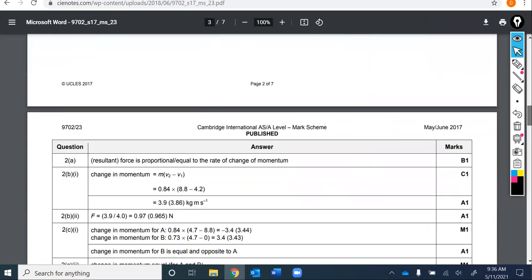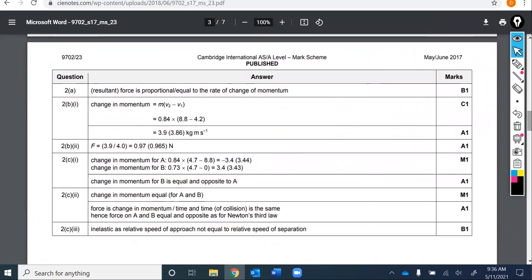And we've got the resultant force is proportional or equal to the rate of change of momentum. So remember, we sort of talked about the rate of change of momentum for a body of constant mass. The force is proportional to the acceleration. Okay, would they give that mark there? Again, it's sort of the better way to think about it. 3.9 we got for that. 0.97 we got for that. Again, just dividing the change in momentum by the time. Change in momentum for A.